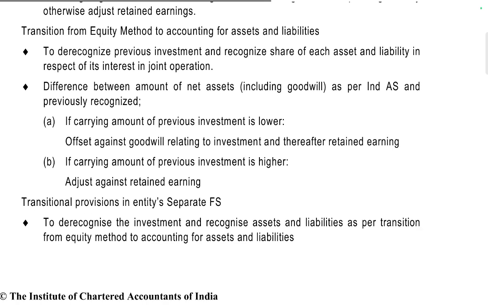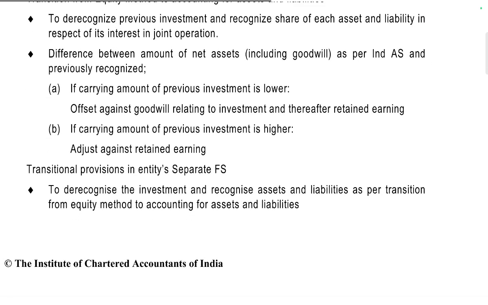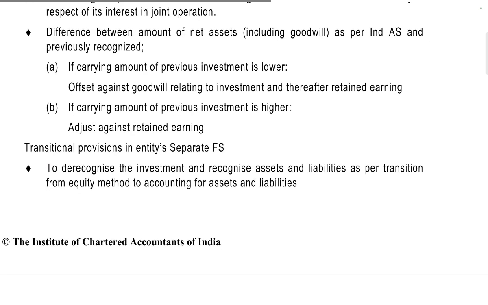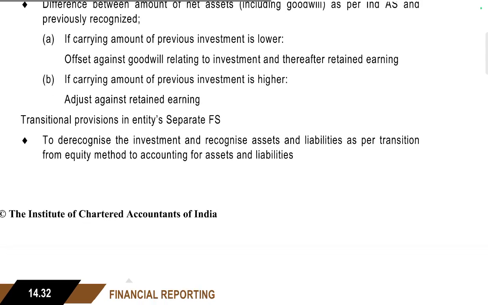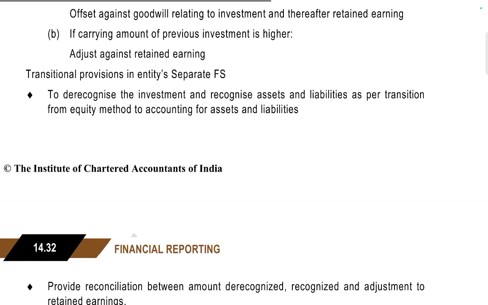Derecognize the previous investment, and recognize the share of assets and liabilities in respect of the interest in the joint operation. The difference between the amounts of net assets as per Ind AS is previously recognized. If the carrying amount of the previous investment is lower, offset it against the goodwill relating to the investment, otherwise against retained earnings. If the carrying amount of the previous investment is higher, adjust retained earnings.